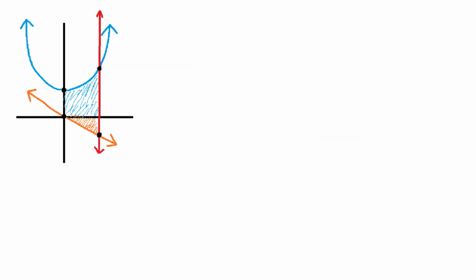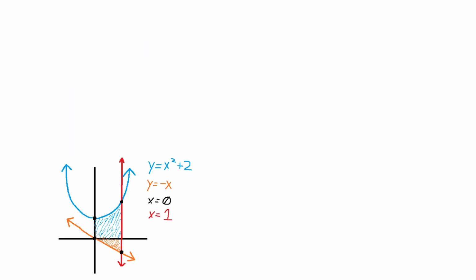So now let's try an example together. So we have y equals x squared plus 2 and y equals negative x, and we want to find the area between these two functions, from x equals 0 to x equals 1. We're only worried about that space.